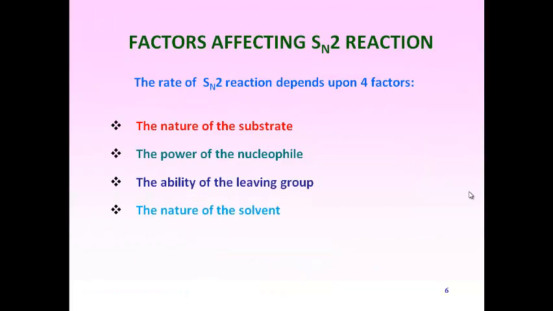Now let us see the factors affecting the rate of SN2 reactions. There are four factors which affect the rate of SN2 reactions. One is the nature of the substrate, the second is the power of the nucleophile, the third is the ability of the leaving group, and the fourth is the nature of the solvent. Let us study them one by one. First, the nature of the substrate.